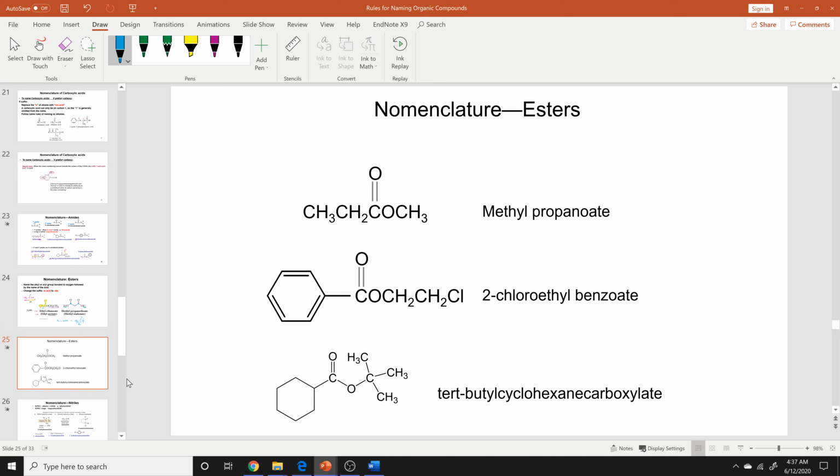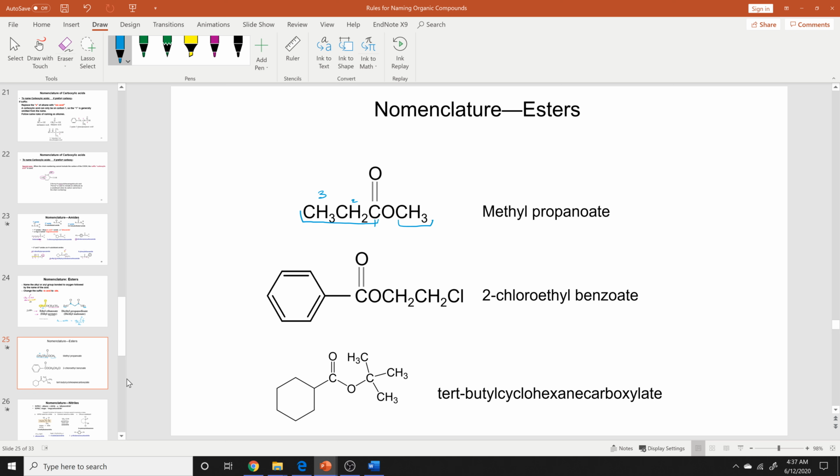More examples: always start by naming the part that is connected to the oxygen first, and then name the other part of the ester, including the carbonyl. Give it carbon number 1. So that's going to be methyl propanoate.